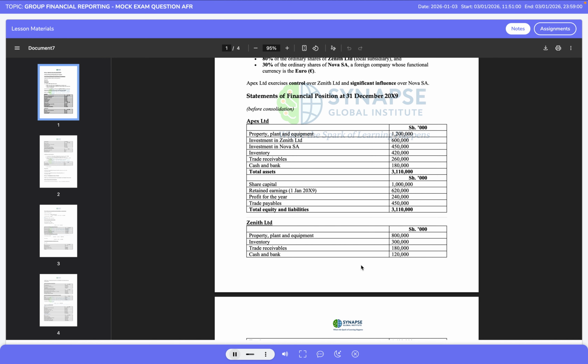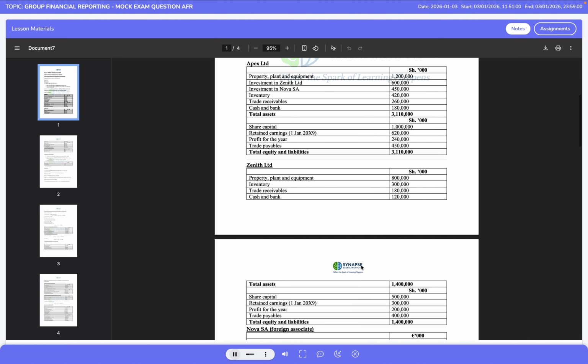On the equity and liabilities side, Apex Limited has share capital of 1 million shillings, retained earnings at the beginning of the year of 620,000 shillings, profit for the year of 240,000 shillings, and trade payables of 450,000 shillings. These figures form the parent's baseline and are the starting point for consolidation.